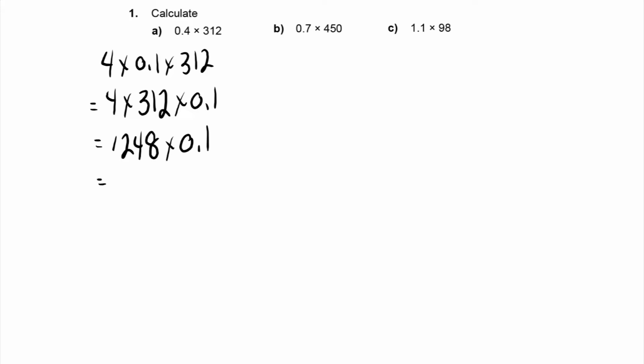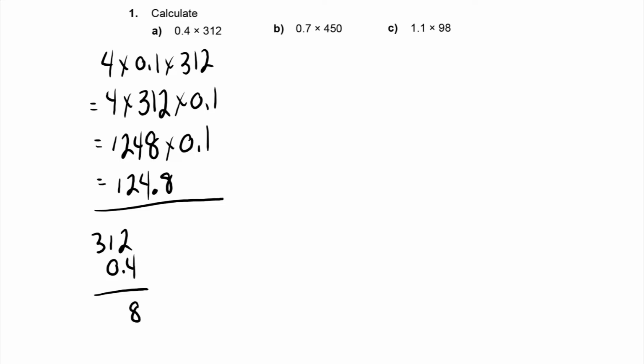The 0.1 means we move the decimal place one position to the left. So we end up with 124.8. Alternatively, you could have done it this way. 0.4 times 312. 2 times 4 is 8, 1 times 4 is 4, and 3 times 4 is 12.